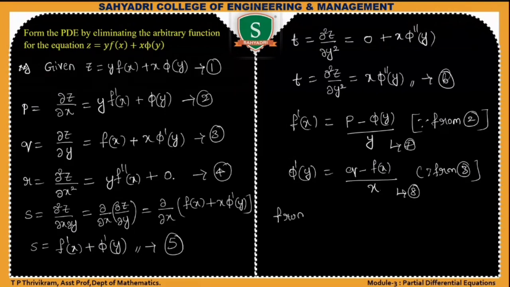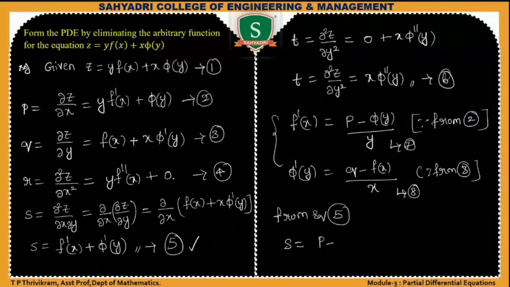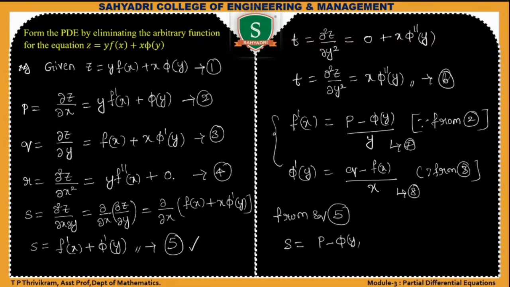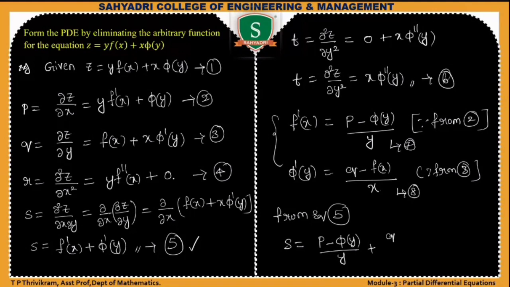From equation 5, that means s. In s, if you observe, f'(x) is there, φ'(y) is there. So these are the two values which are required. I will substitute these two values in this. What happens? s is equal to, I have to add these two: (p minus φ(y))/y plus (q minus f(x))/x. Take the LCM on both sides. What happens?